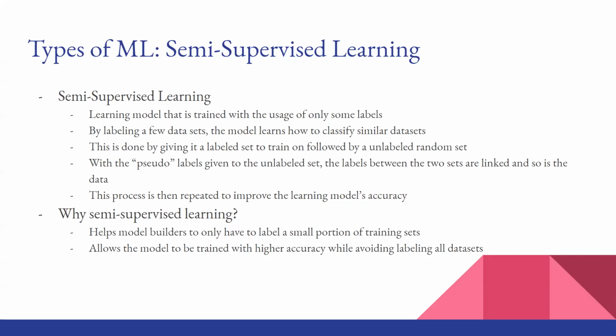With the pseudo labels given to the unlabeled sets after labeling the real sets, the labels between the two sets are linked and so is the data. A process is repeated multiple times to improve the learning model's accuracy. So over time, if you have multiple articles, some of them might be opinion articles, some of them are research, some of them are just newspaper clippings.